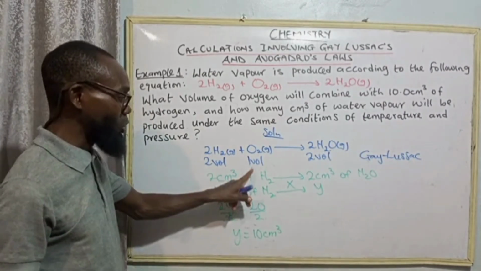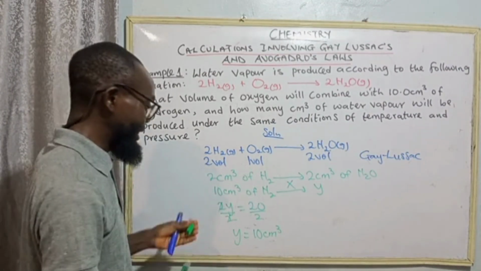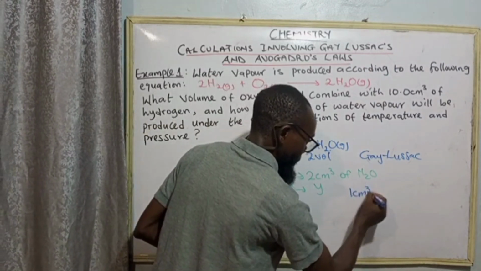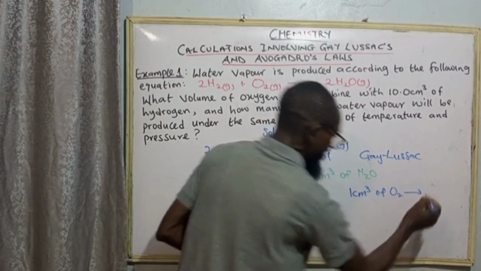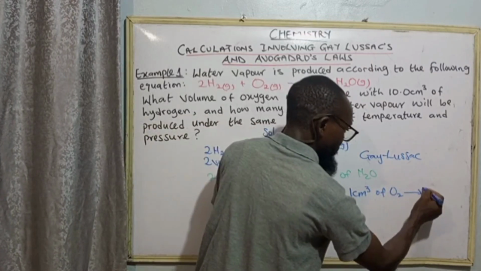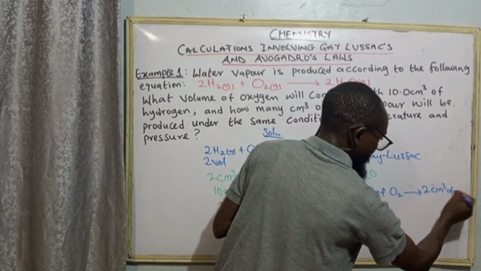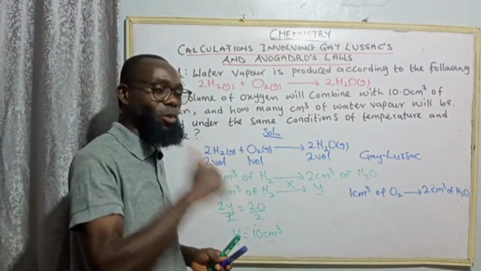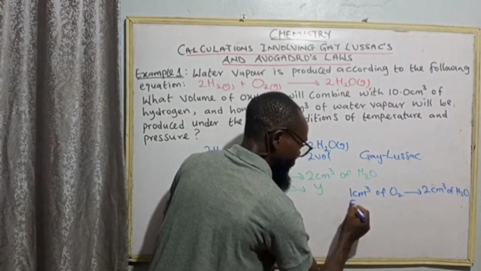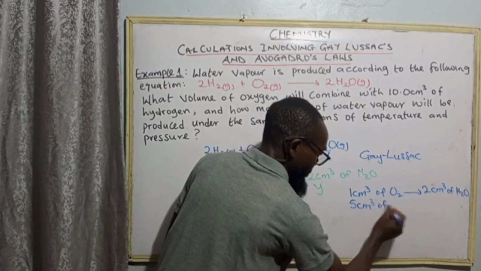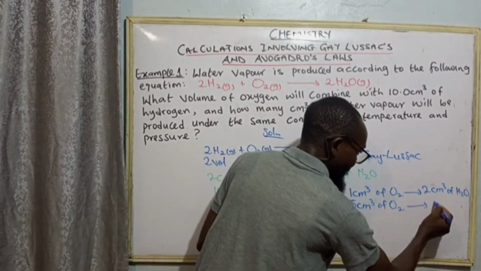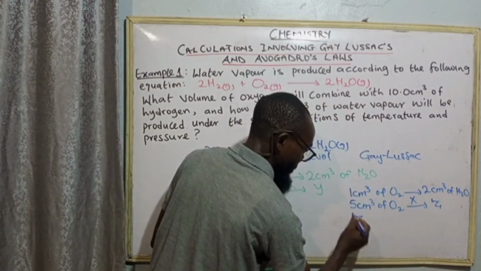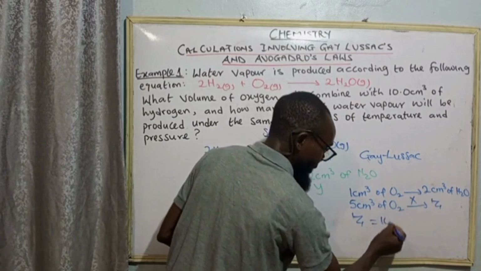And if you like, you can also make use of this oxygen. That is 1 centimeter cube of oxygen produces 2 centimeter cube of water. And if you can recall, we got 5 cm cube of oxygen. So 5 cm cube of oxygen that we got is going to produce how many? Let's call it Z. Let's cross multiply. Z times 1, we have Z, is equals to 5 multiplied by 2, I have 10 cm cube.